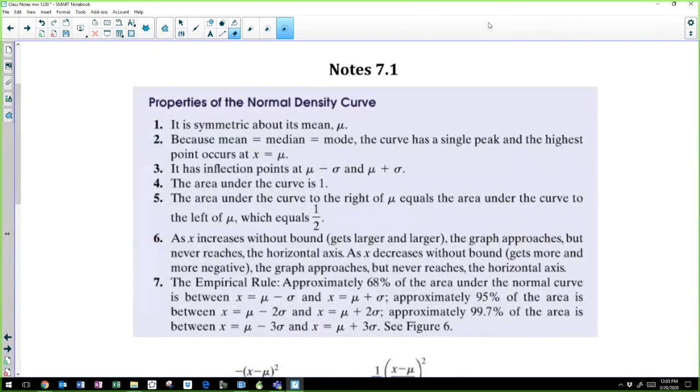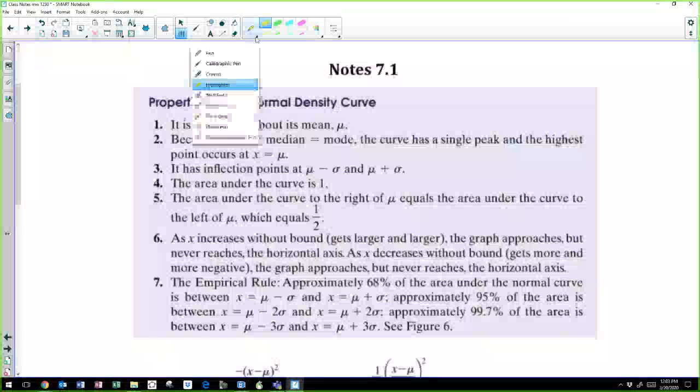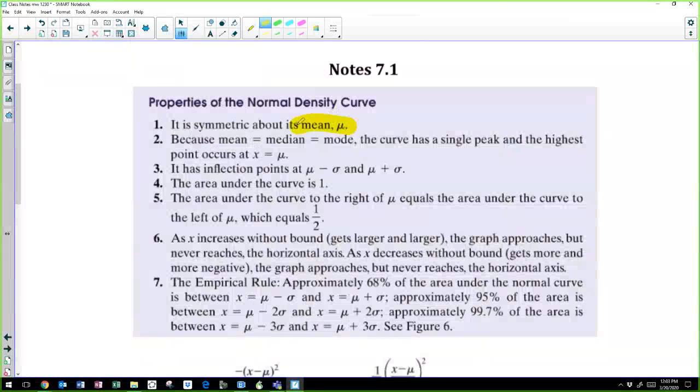Okay? So, 7.1 deals with the idea of the normal density curve here, and we're going to look at some basic properties of the normal distribution. Number one and number two is important. Number three is probably the most important. And then number five. Excuse me, not number three, number four and number five. So one, two, four, and five.